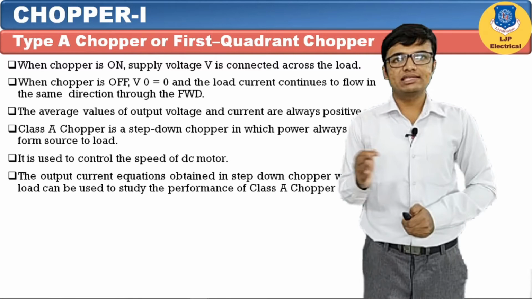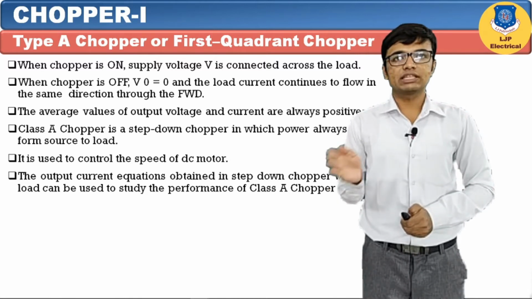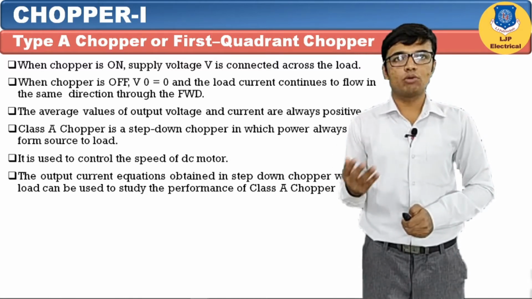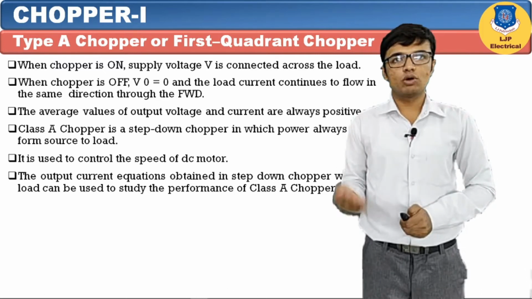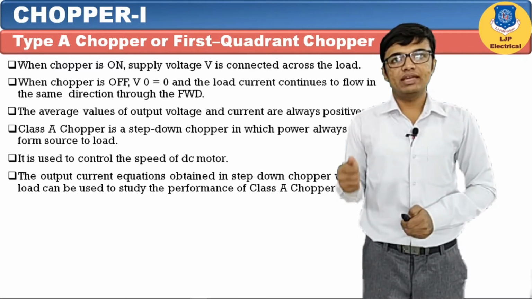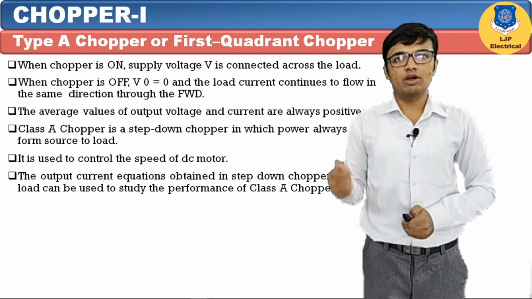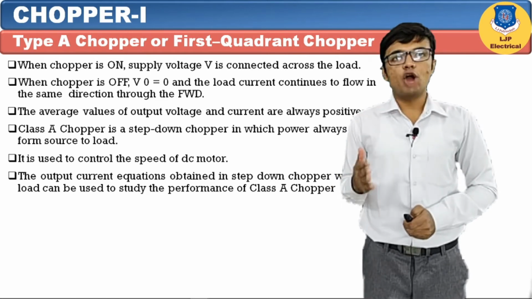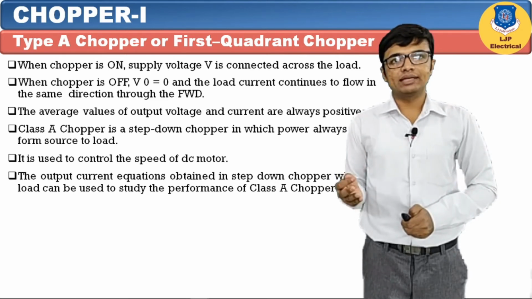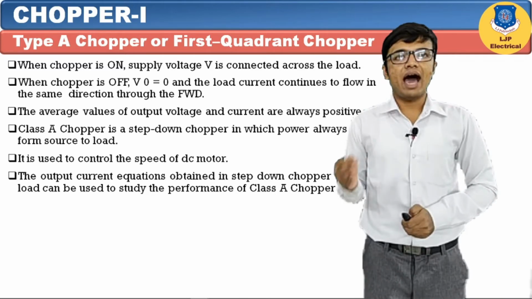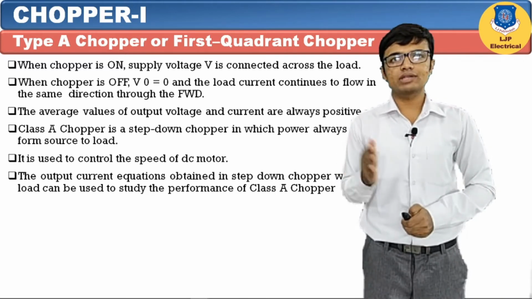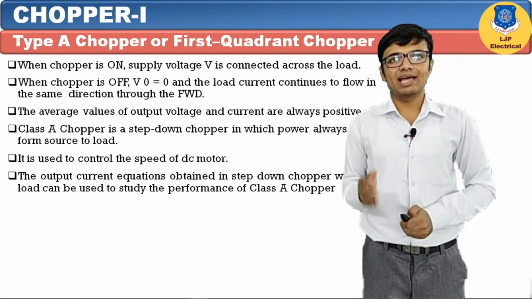Suppose you have used one DC motor. If you control the supply voltage which is given to this DC motor, then the speed of the DC motor will change. If we reduce the voltage, then the speed of the motor will reduce. The output current equation can be obtained in a step down chopper with an RL load, which can be used to study the performance of Class A chopper.